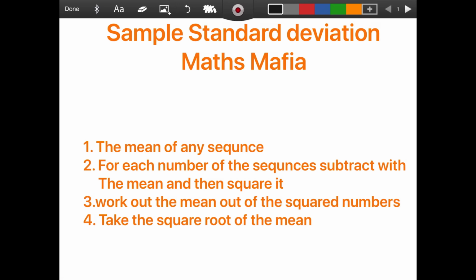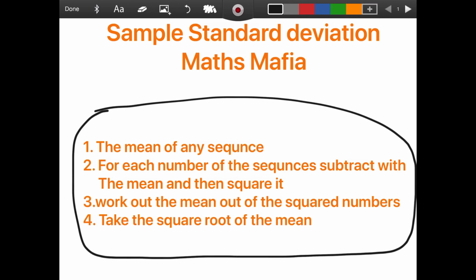So today I will be explaining how to do standard deviation. There are only four rules, and keep in mind that we're doing a sample standard deviation. Here are the four rules if you want to read them. First, we have to find the mean of the sequence.